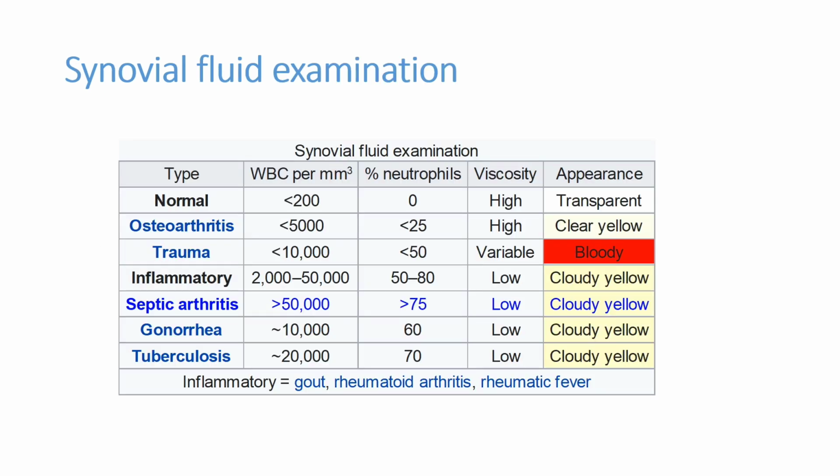So this is a chart which will tell you the synovial fluid examination findings in various types of arthritis. Septic arthritis, we have already told, WBC counts are very high, more than 50,000. Predominantly they are neutrophils. Viscosity is low, cloudy yellow. Then we can ask for Gram stain and culture.